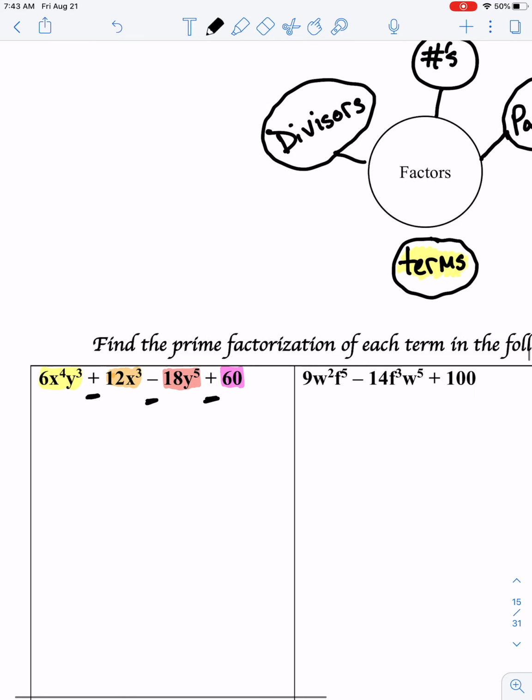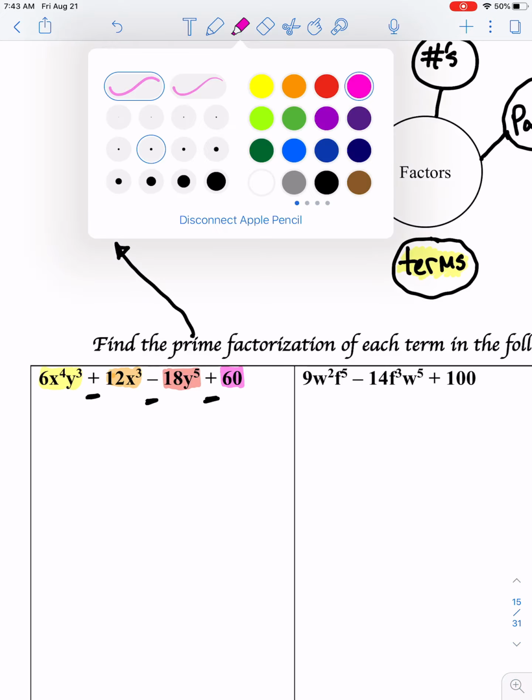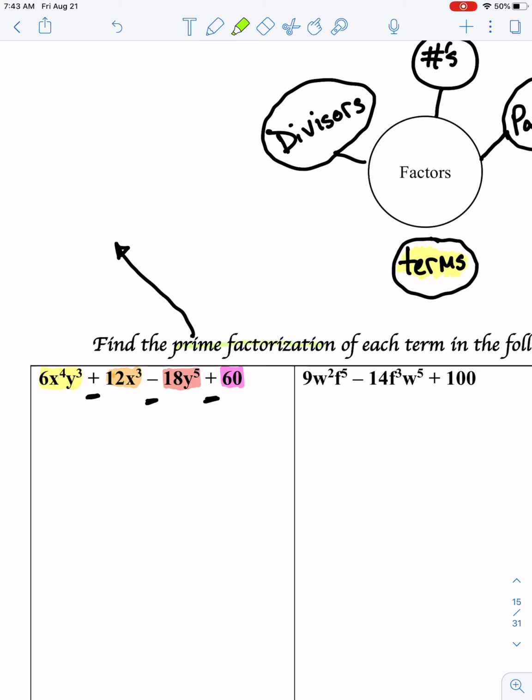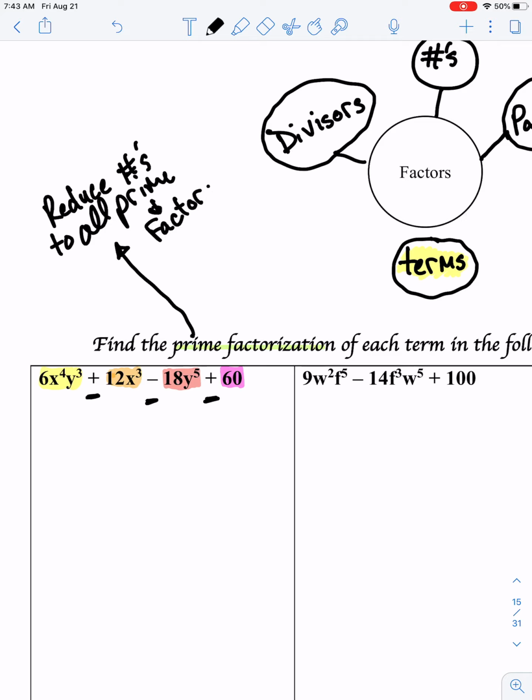Now, something that also makes factoring easier is when you find the prime factorization. What prime factorization means is really just useful for the numbers, or the coefficients, of a term, but you want to reduce numbers to all prime. And remember, a prime number just has factors of 1 and itself.